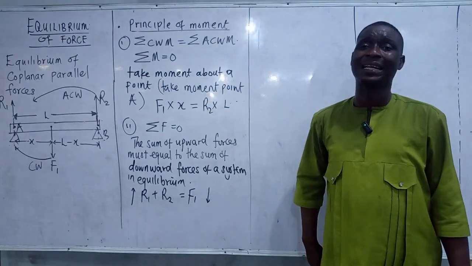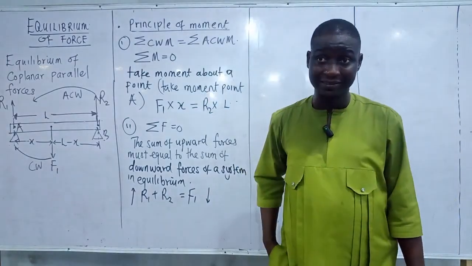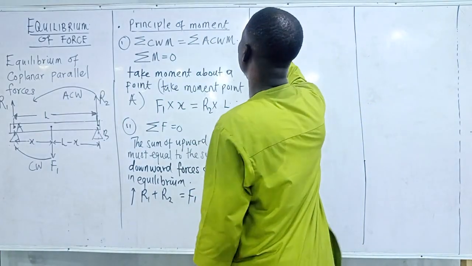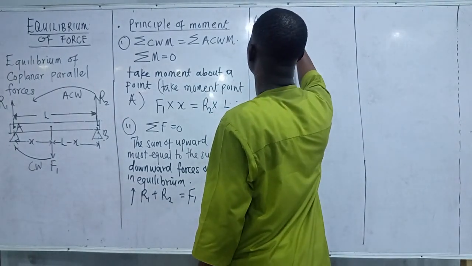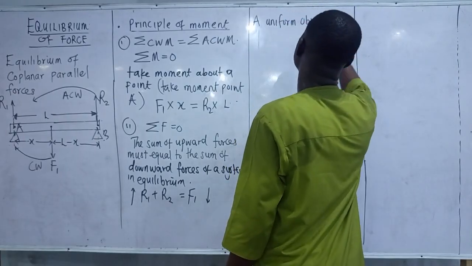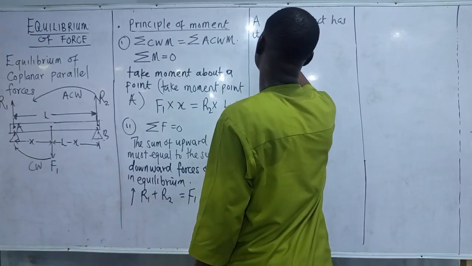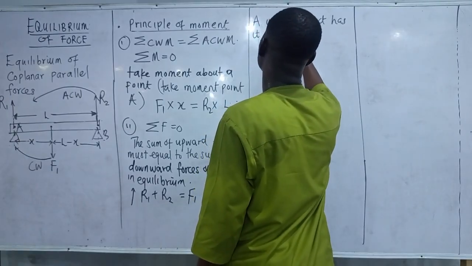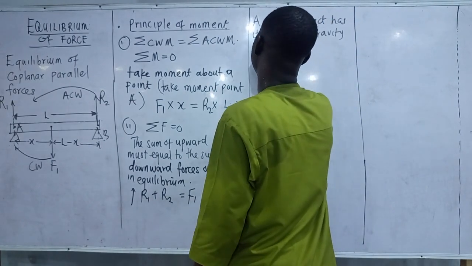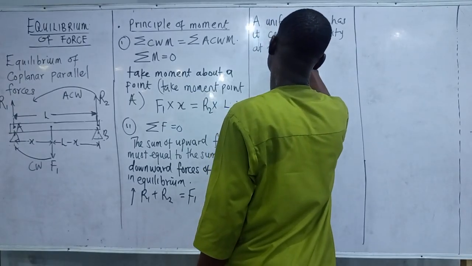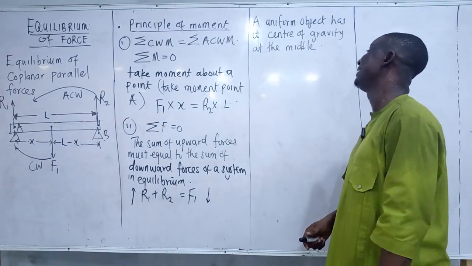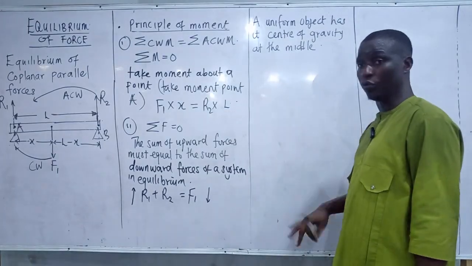The third one is that if you have a uniform plank or a uniform meter rule, don't forget, a uniform object has its center of gravity at the middle. A uniform object has its center of gravity at the middle or the center.